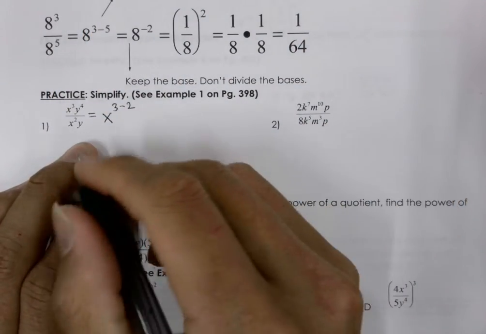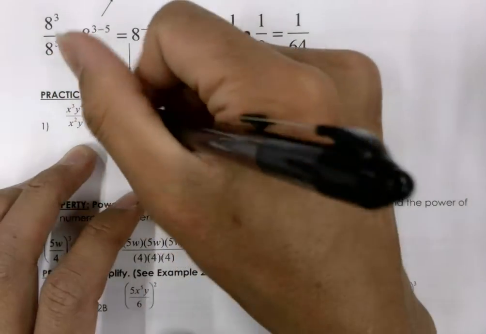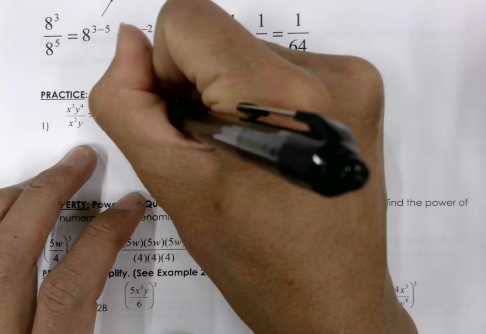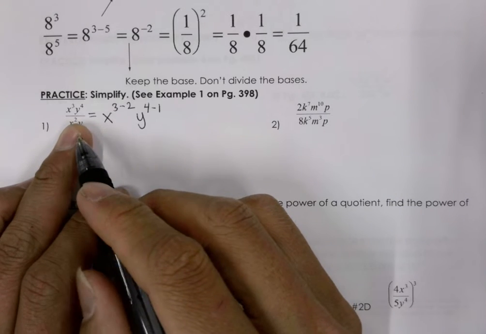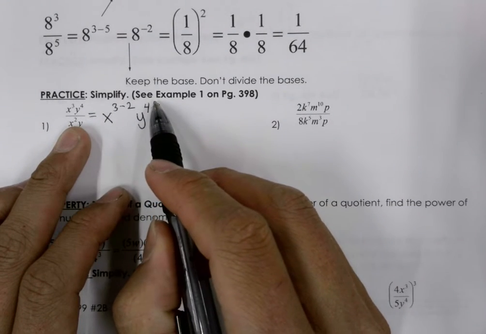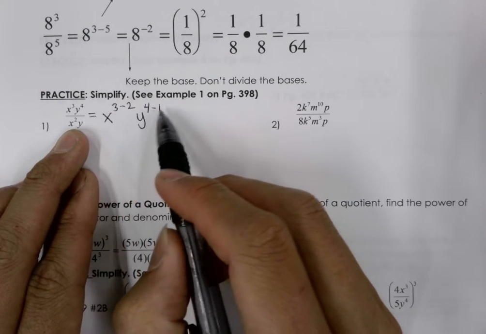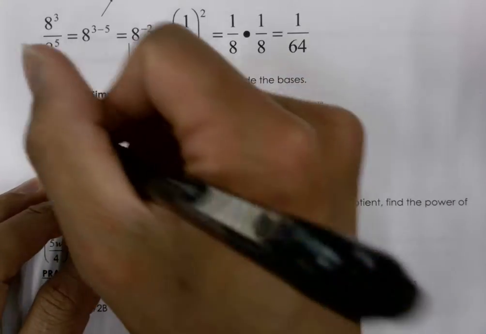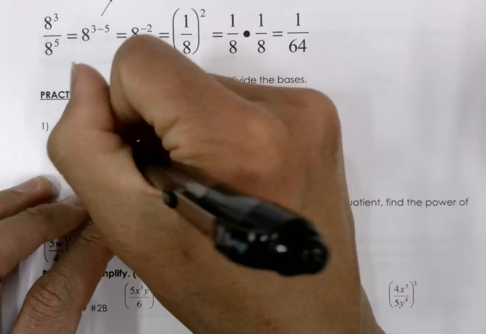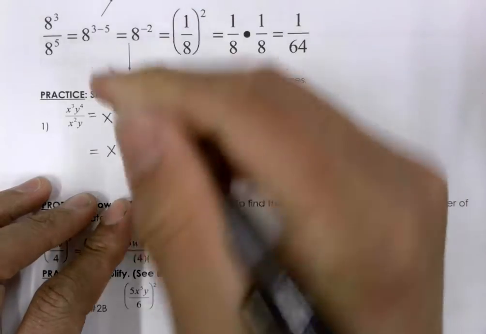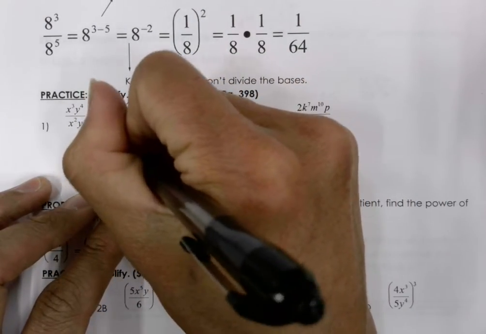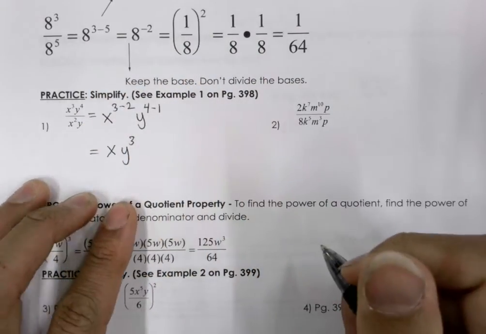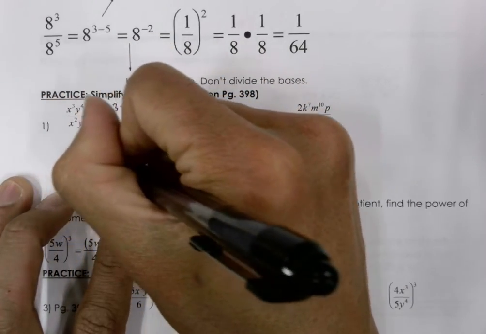Right? And then we can also transform the y, so we could say y to the power of 4 minus 1. Why? Because the y in the numerator has a 4 and the y in the denominator has a power of 1. So we'll go ahead and do the subtraction, and we'll get x to the power of 1, that's just x, times y to the power of 3, and that is our final answer.